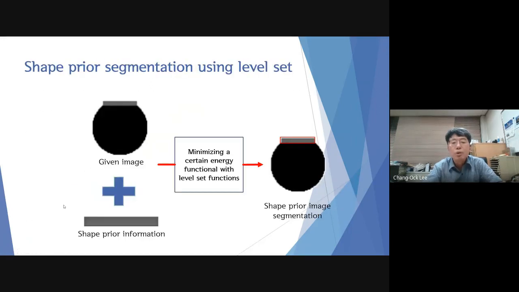Okay, so now we use a shape prior segmentation. What is segmentation? Okay, shape prior segmentation. Suppose that we have this kind of image, and we want to segment this rectangular region instead of this whole body. So we have some information. This is called the shape prior information. Using the shape prior information, we want to extract this part. So this is called shape prior segmentation in the image processing world, and usually we design a certain energy functional using level set functions, and we minimize it and find the solution.